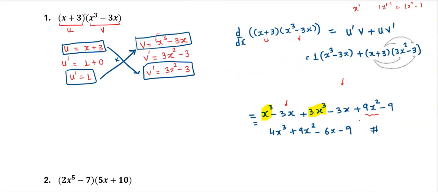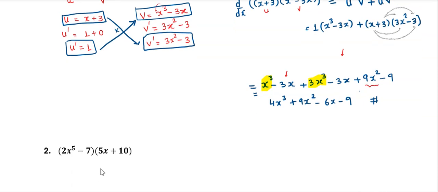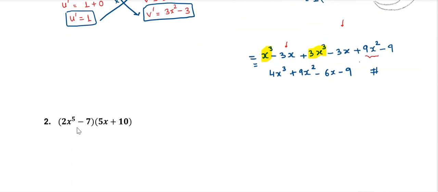In the same way, let's work on the next question. We have to find the derivative of the product of these two terms. Okay, so the question is to find d by dx of this whole term. So what we have to do, we select one term as u, another as v. So let's take this as u, this as v. So what do you have? u equals 2x power 5 minus 7. v equals 5x plus 10.